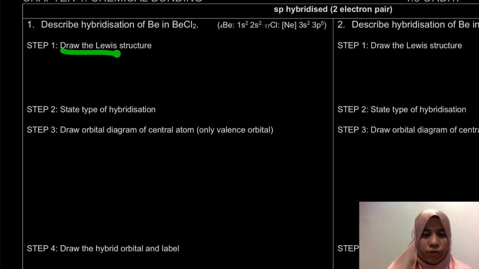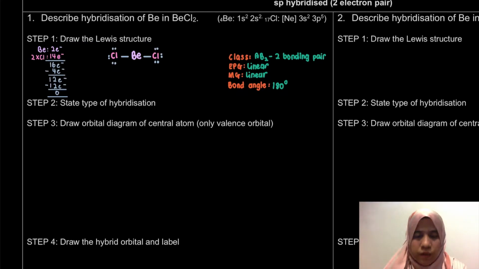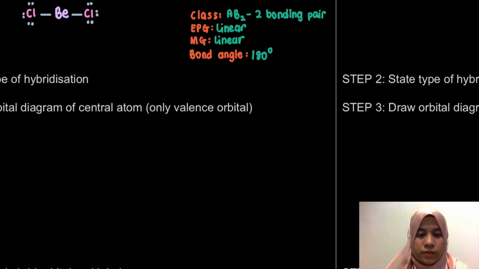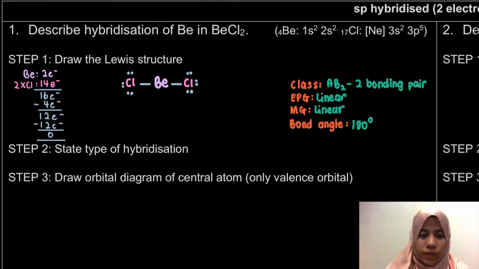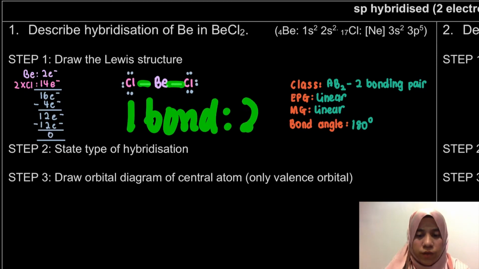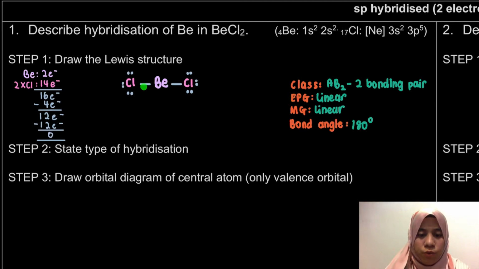First, draw the Lewis structure. Remember, when we're calculating the Lewis structure itself, make sure to look at the valence electrons. Beryllium is 2, chlorine is 7, and we have 2 chlorines. Then minus the electrons. First, minus the number of bonds. Each bond consists of 2 electrons, so when it has 2 bonds, we have 1, 2, 3, 4 electrons. So minus 4.